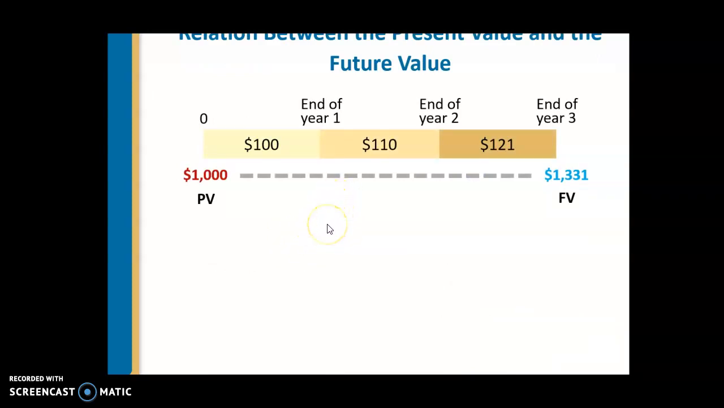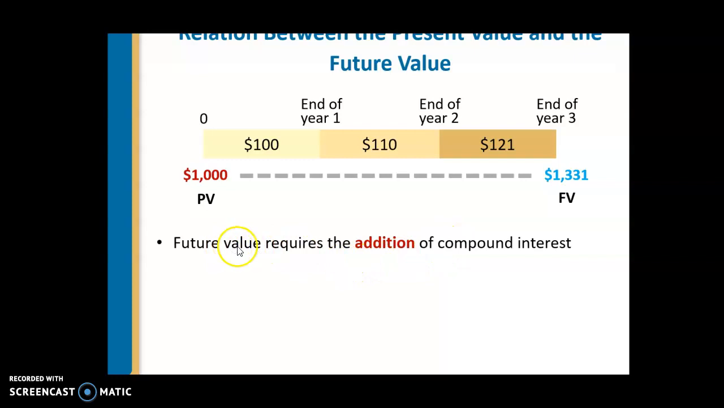14. You probably figured out that there is a relationship between the present value and the future value. The process of computing future value adds interest to a known present value. In the previous examples, we added $331 of interest to the present value of $1,000 to arrive at a future value of $1,331.